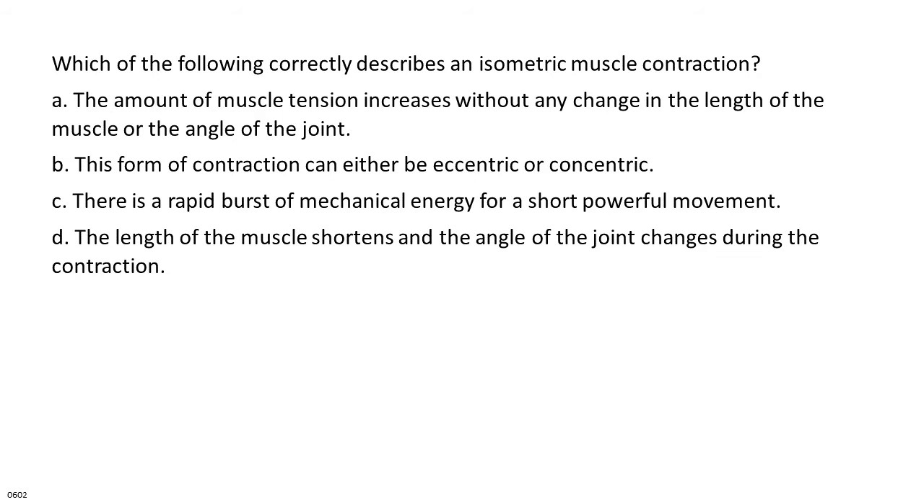Which of the following correctly describes an isometric muscle contraction? A. The amount of muscle tension increases without any change in the length of the muscle or the angle of the joint. B. This form of contraction can either be eccentric or concentric. C. There is a rapid burst of mechanical energy for a short powerful movement. D. The length of the muscle shortens and the angle of the joint changes during the contraction.